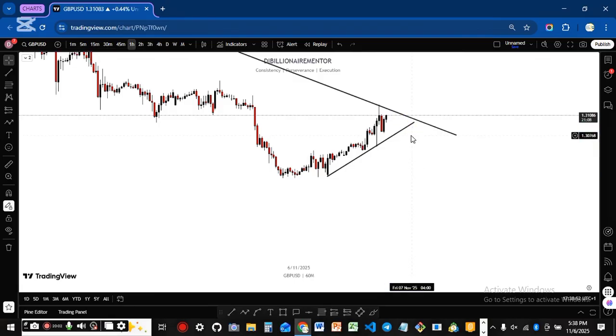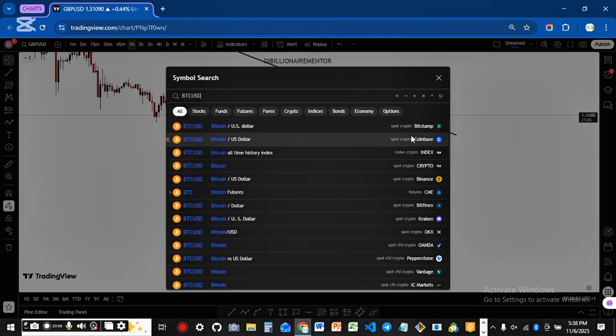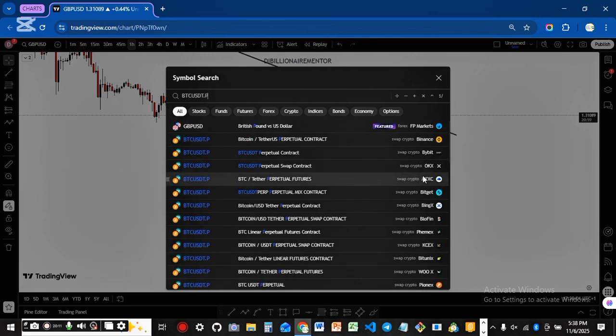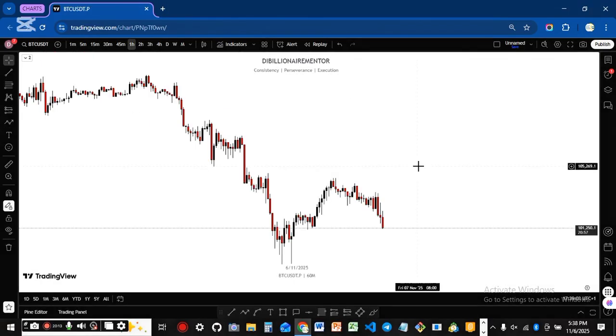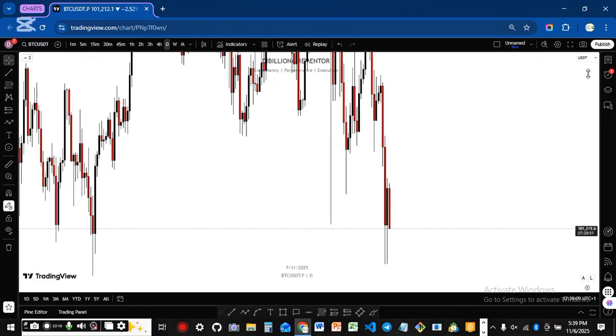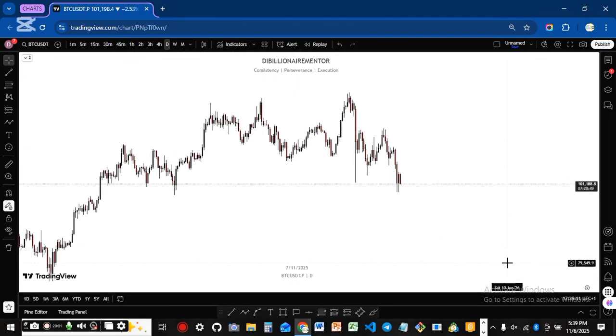Let's go to crypto markets. Let me use Bitcoin, BTCUSDT, on OKX. Basically crypto. You can use any time frame you want, and start from any time frame you want to start from. Let me start from the daily time frame.